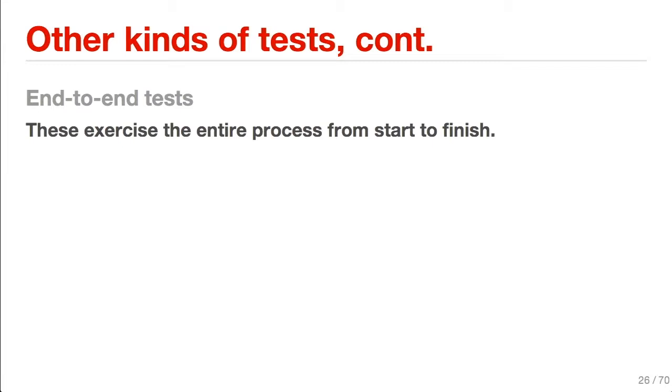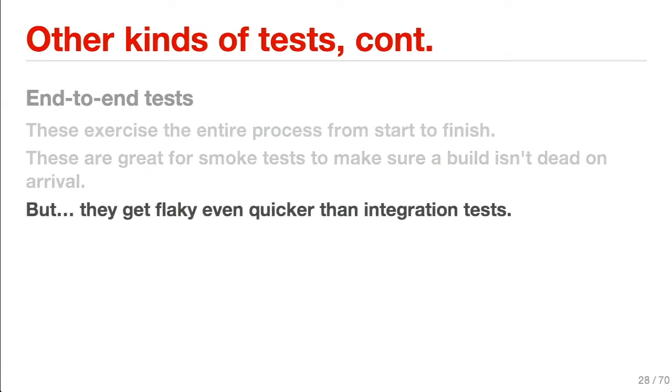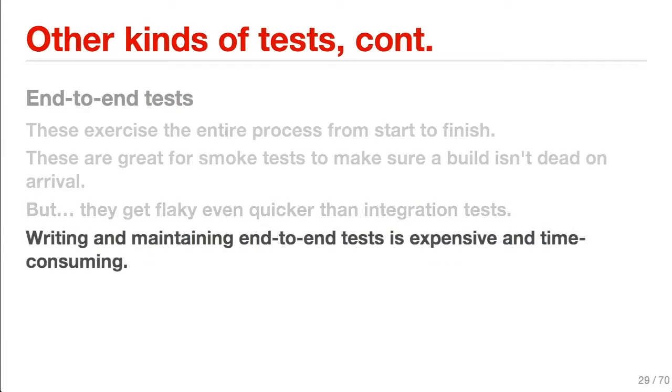Another term you might have heard is end-to-end test. These are about exercising the entire process from start to finish, the actual lifetime of the process. You're only going to ever see or run into a couple of these. These are basically smoke tests to make sure, oh my God, is the entire world busted? Can I actually start my app, do some basic operations and shut it down? You're only ever going to have 1 or 2 of these. And they get flaky, you can imagine, even quicker than integration tests.